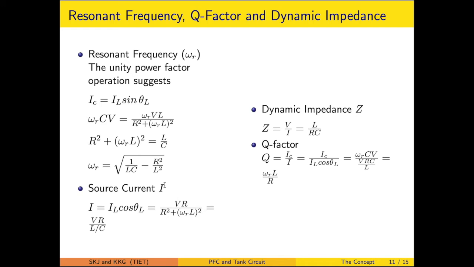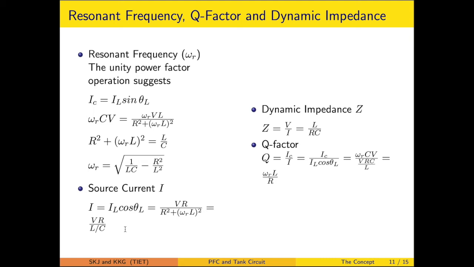So at resonance, the current drawn by the effective combination, or you can say the current supplied by the source, will be IL cosine θL. So this IL cosine θL is rearranged into the form likewise. The IL expression is substituted, the cosine θL value is substituted. Now we can make substitution of the resonant frequency as well. So this reduces to a simple term, I is equal to VR upon L upon C.